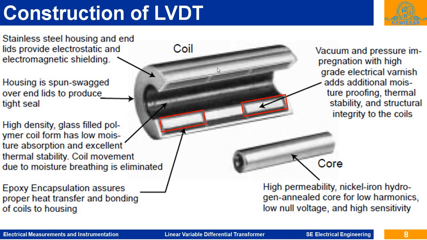This is the complete assembly and a cross-sectional view of the LVDT. In this part, the red one shows the secondary winding, and the middle one is the primary winding. The outer case is made with a stainless steel housing, and the end leads provide electrostatic and electromagnetic shielding.